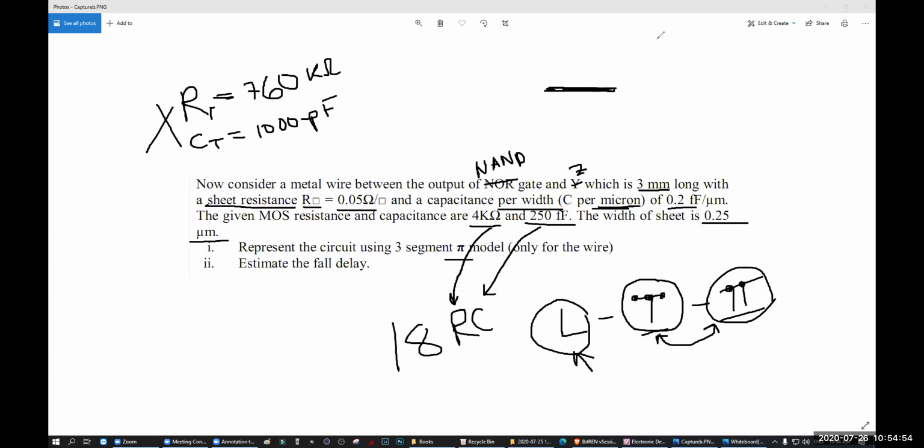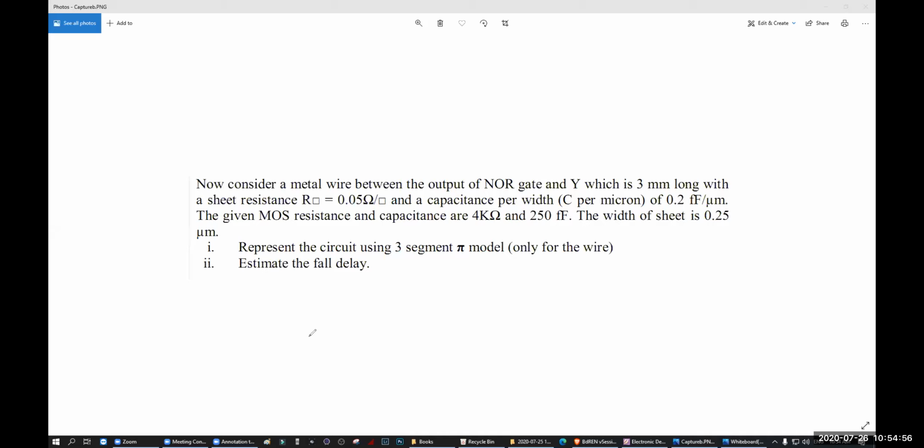I'm going to close everything. Now here, your wire is 3 millimeter long. Okay, 3 millimeter long means, let's think about this.